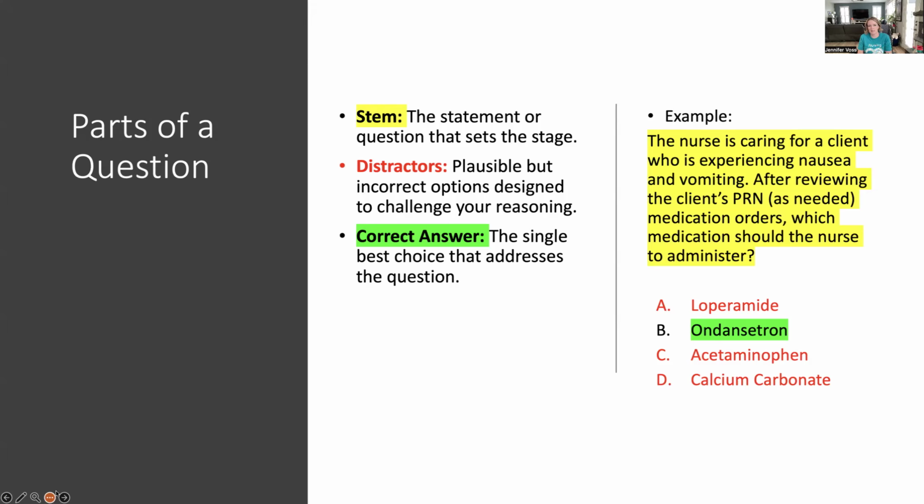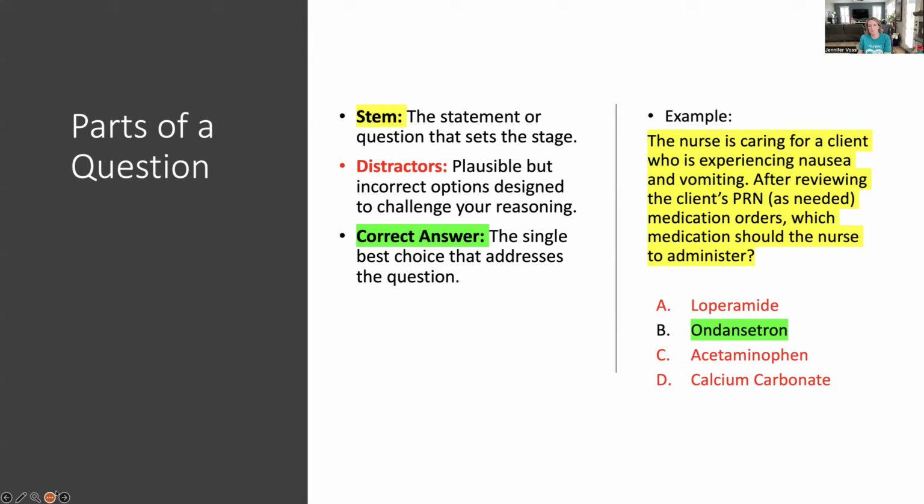Right off the bat, I'm going to tell you one of the best things that I think that you can do is read that stem, read that question at least twice. Just make sure that you really understand what the question is asking you before you go and try to answer it. And some of the techniques that we are going to talk about today address that a little more specifically. So we'll talk about those as we go.